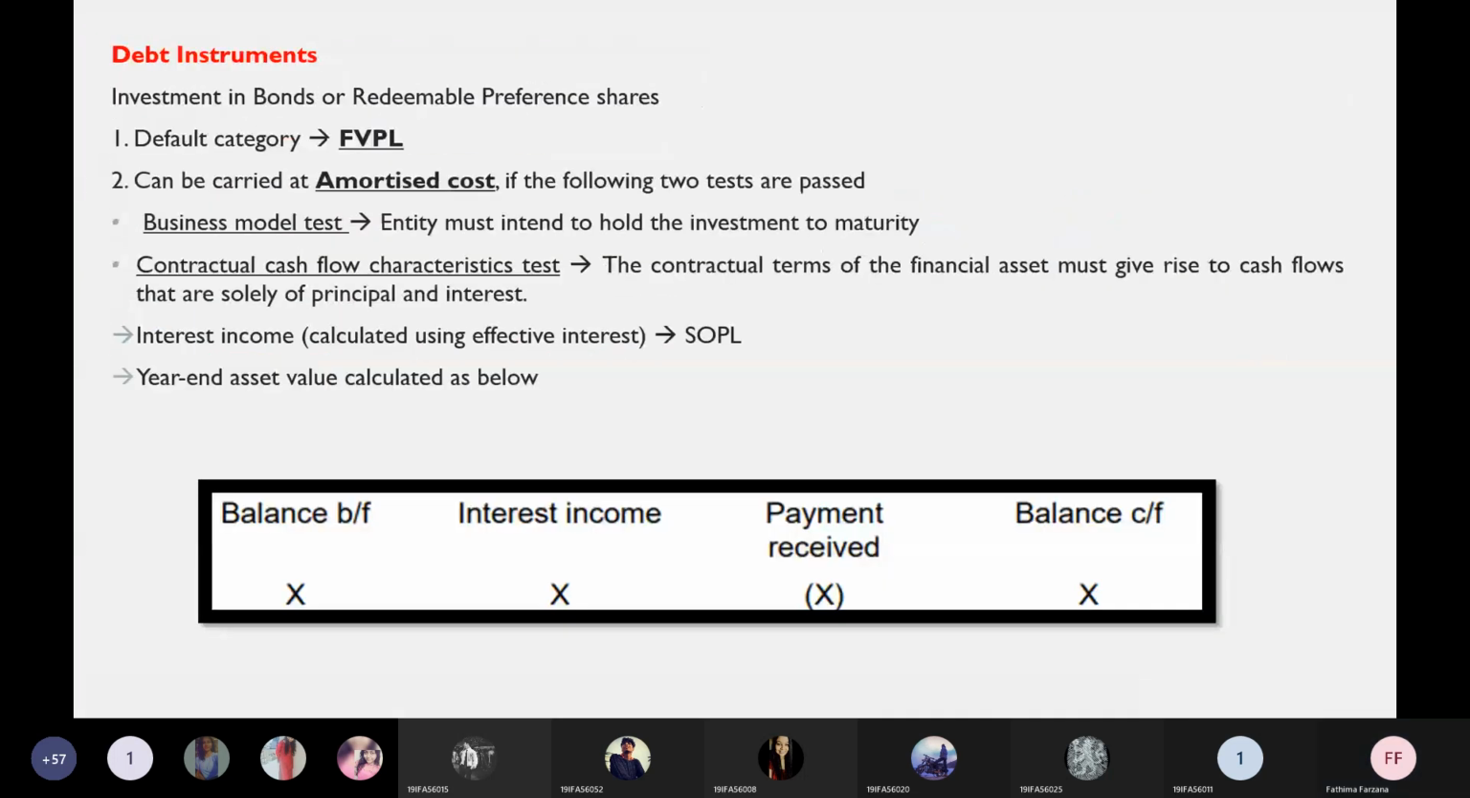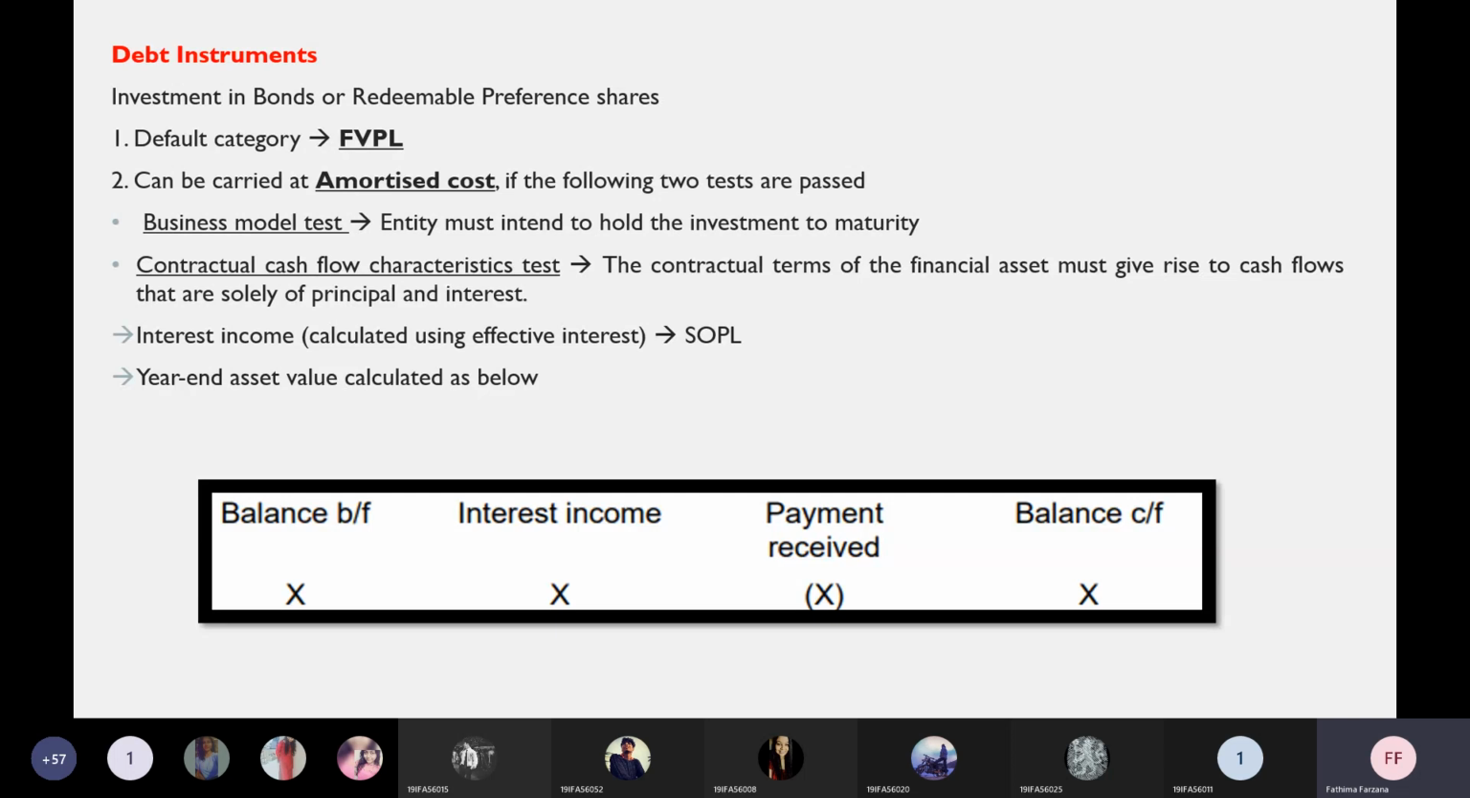Let's go to the debt instrument. Debt instruments, that is investment in bonds and redeemable preference shares. So here the default category is FVPL, and it can be carried at amortized cost. So FVPL is the default category for shares if you invest. If you invest in debt, see both are investments, keep that in mind. We are not speaking about liability, we are speaking about investment, the asset side.